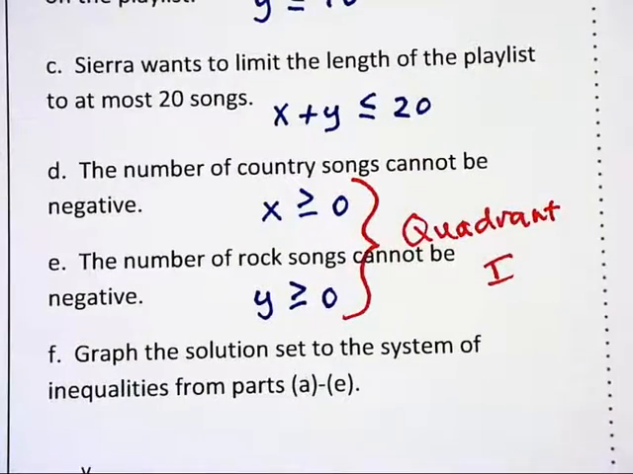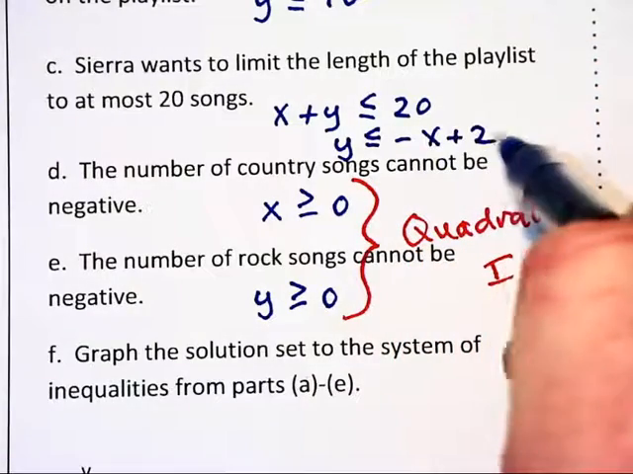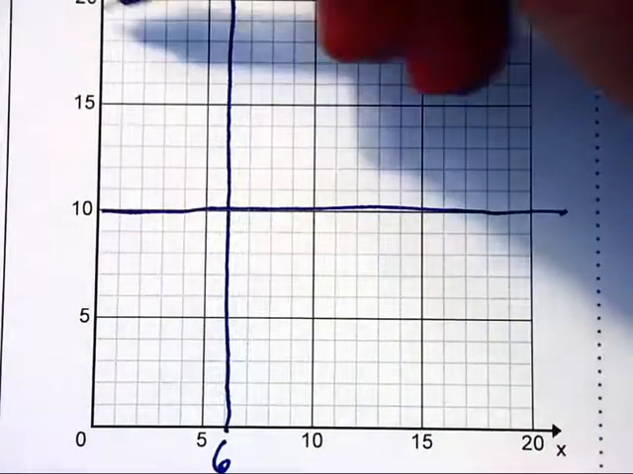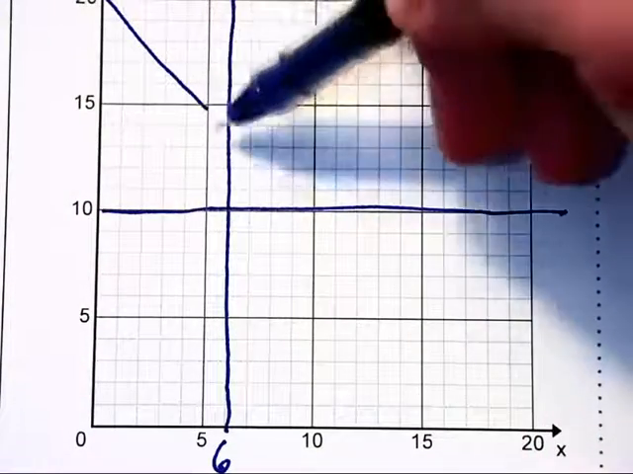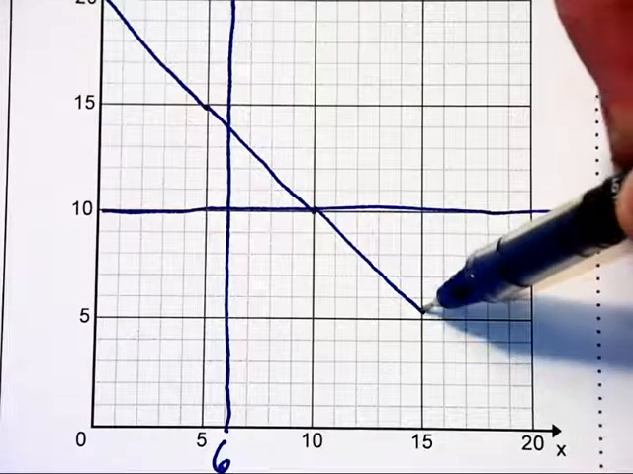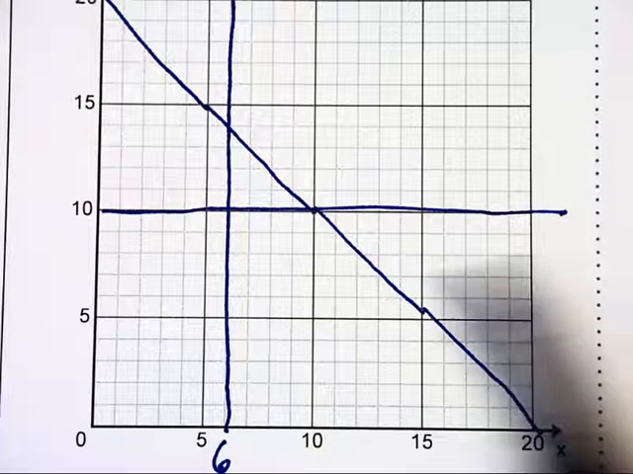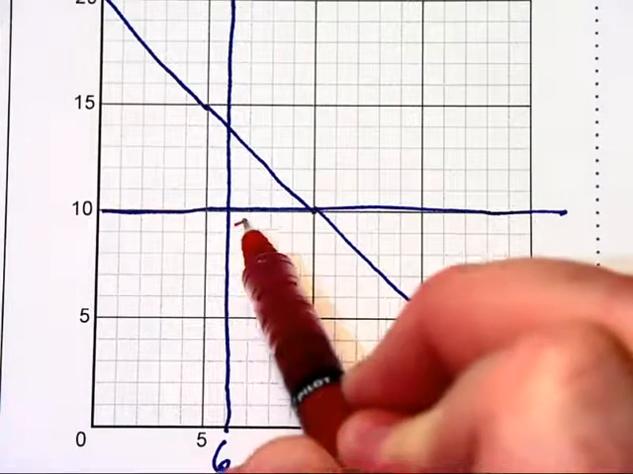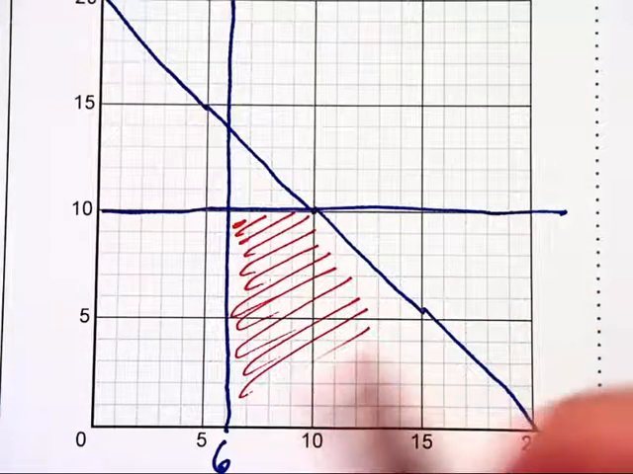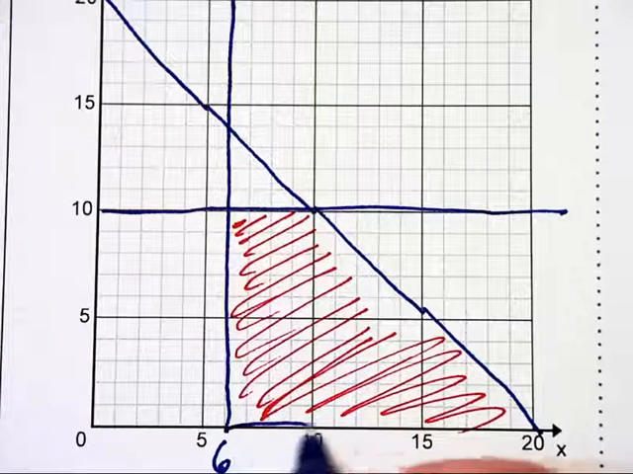If I take part C here and rearrange it to y is less than or equal to negative x plus 20, that tells me I'm going to have another line that has a y-intercept at 20 with a slope of -1. That's just going to cut down here through our quadrants. And we are going to have a solution region which is down below here. And I probably should draw the x-axis in as part of it.